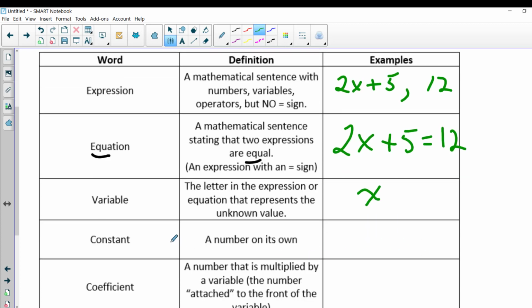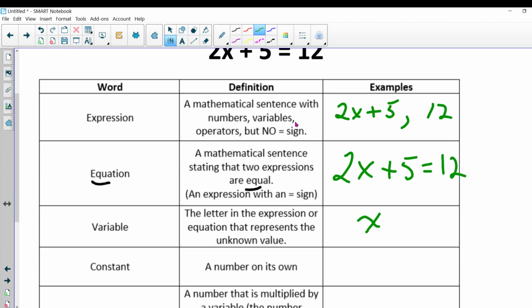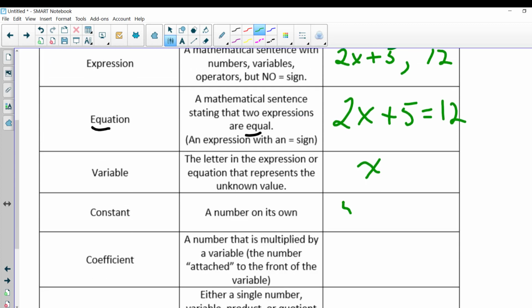A constant, just like it says, is a number on its own, all by itself. So in our example here, a constant would be 5, but also 12. Notice I did not say 2. Even though 2 is a number, see how it has an x, the variable, attached to it? We'll talk about what that 2 is next. But the constant is just a number by itself, nothing attached to it. So our two constants in this example are 5 and 12. So let's write that: 5, and then we're going to put a comma and put 12. Those are our two constants in this example.